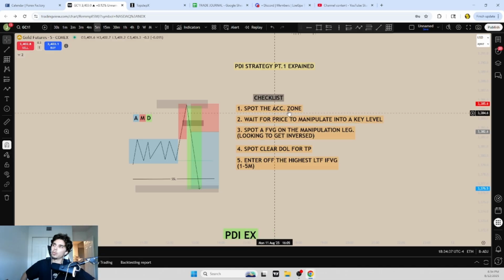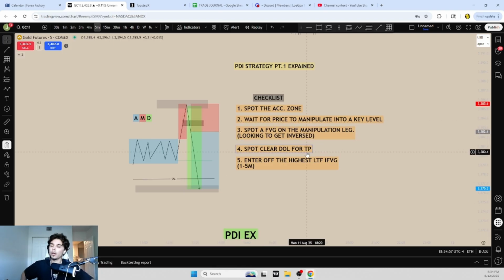So checklist, what do we want? We want to spot the accumulation zone. Boom, got it. What's next? We want to wait for price to manipulate into a key level. What do we get? We get a clear manipulation into this high time frame PD array right here. What comes after that? Well, we want to spot a fair value gap on the manipulation leg. So where's the manipulation leg? It's right here. And boom, we get a fair value gap. So now we're looking for that to get inversed, right?